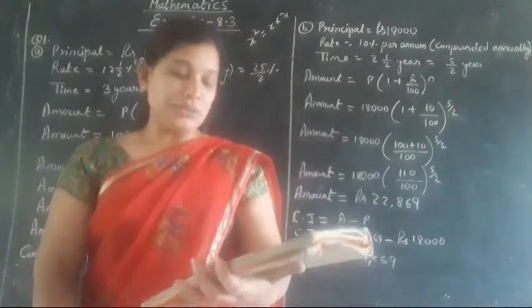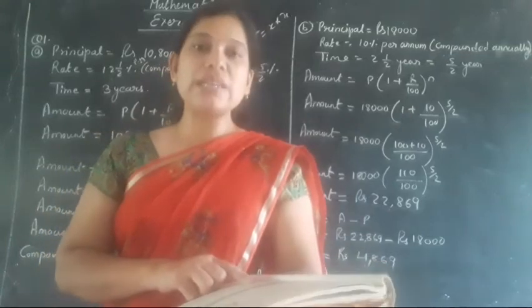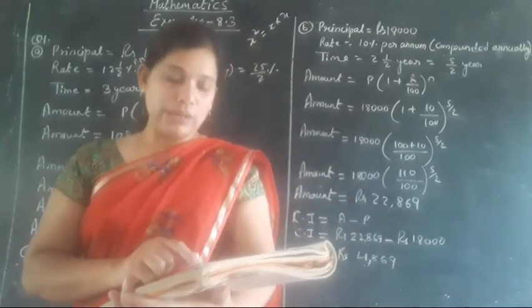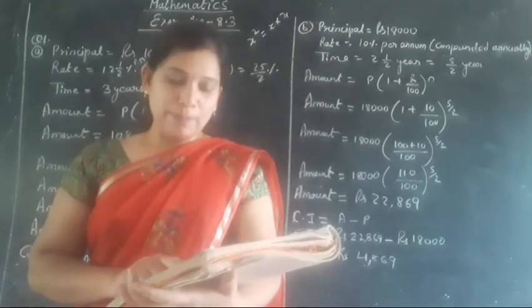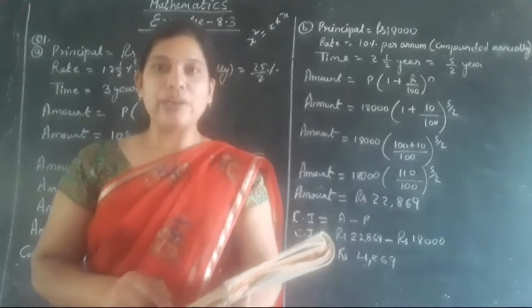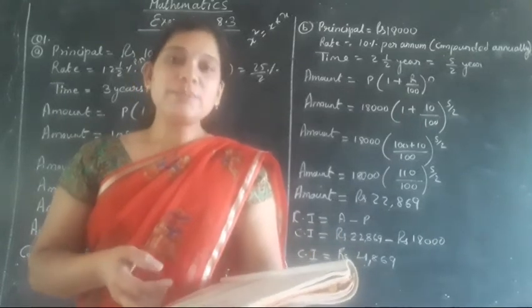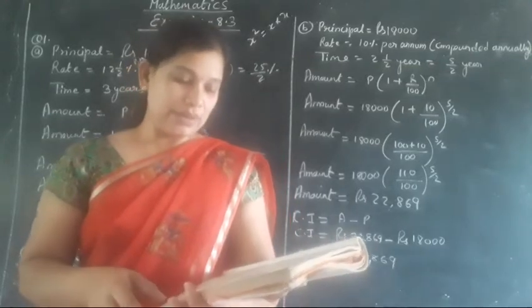Hope you people understood. Now moving toward the C part of the same question, that is principal is given 62,400, time is given as 1 1/2 years, and rate is given 8% per annum compounded half yearly. So compounded half yearly, in that what is being done? The rate becomes half, okay, and time becomes double.